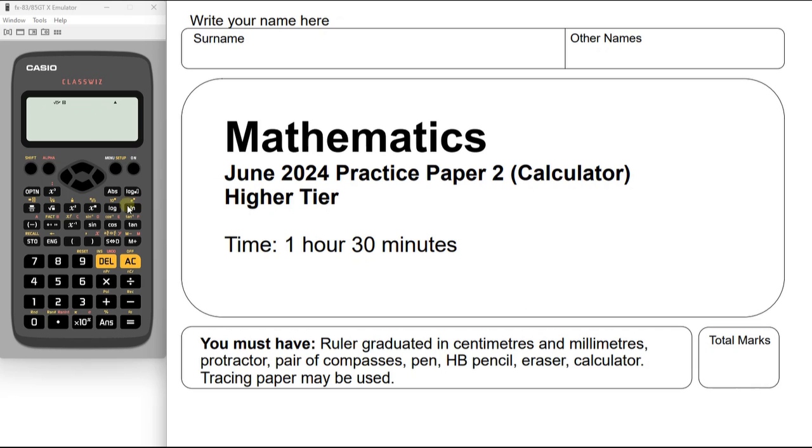You can also see I've got my scientific calculator on the left hand side. So as I'm going through the paper, I'm going to try and talk you through exactly what I'm doing on here. And you'll be able to see what I'm typing into the calculator, which I think will be quite useful.